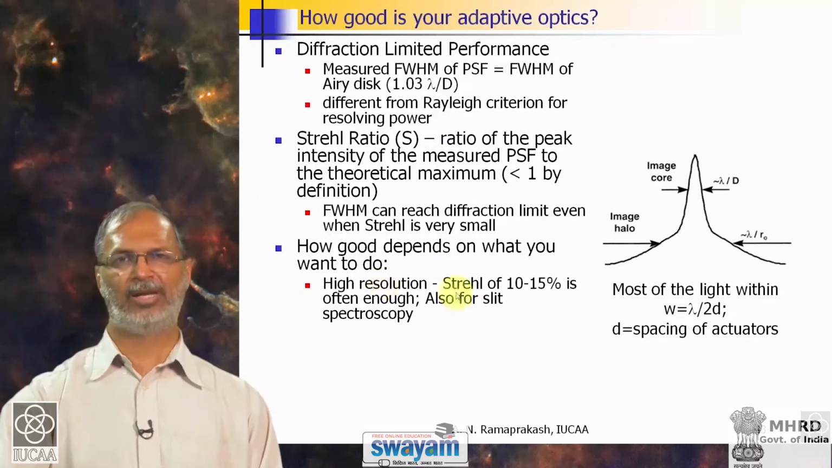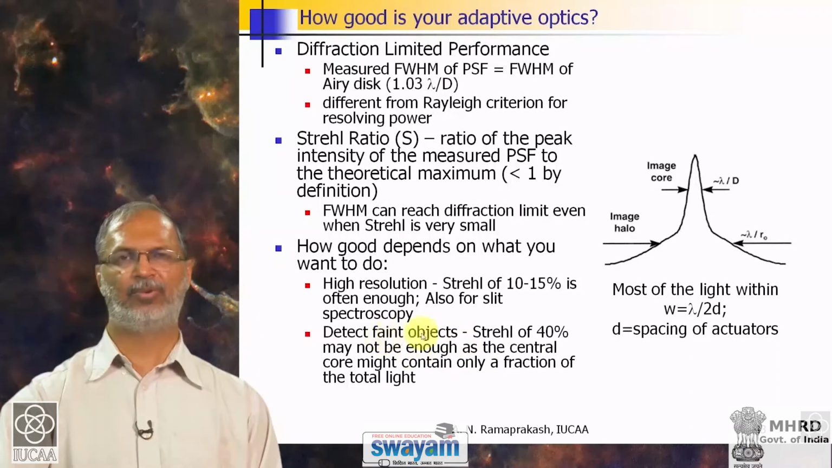For example, if you want to do higher resolution imaging, you may be able to say, okay, I do not want a high Strehl ratio, but I want all the light to be concentrated as much as possible into a narrow central image or central spot. On the other hand, if you want to detect very faint objects, you want the Strehl ratio to be as high as possible. We do not want a lot of light to be lost in the wings of the image, and to be concentrated not only in the central image, but also a good fraction of the light should be collected, and that means a very high Strehl ratio is also required.